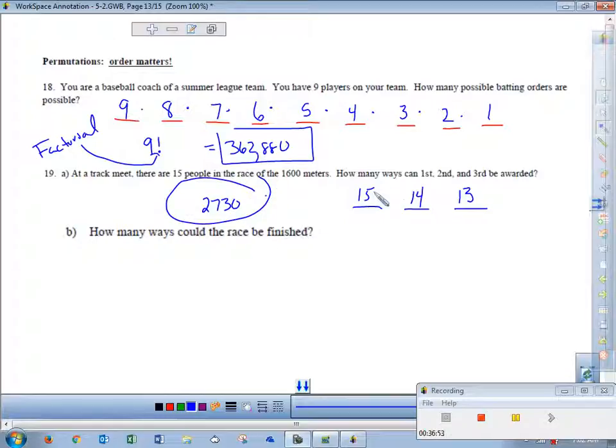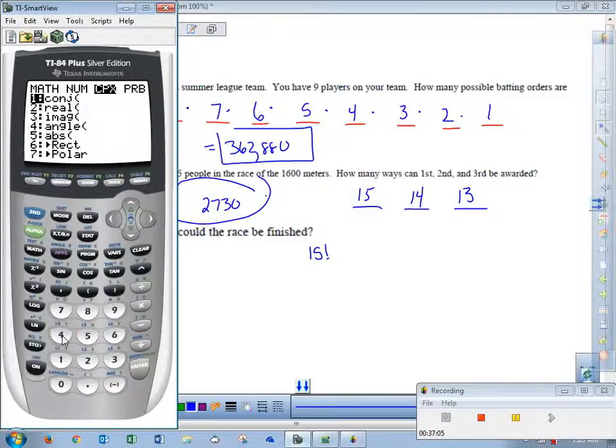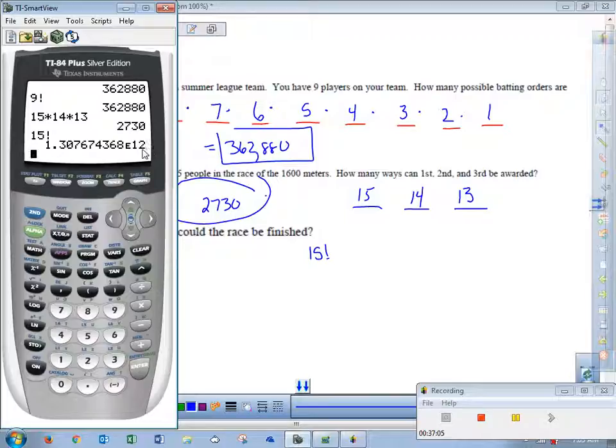How many ways could the race be finished? Now you're going to take it all the way out, right? So that's factorial. So it's 15 people for the first, 14 for the second, 13, etc., all the way out. So might as well just call it 15 factorial. Type the 15 in, then math, scroll over to probability, choice 4, boom, and now it's in scientific notation. So you see that it's got times 10 to the 12th power.